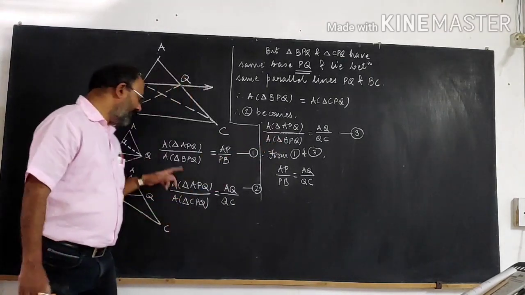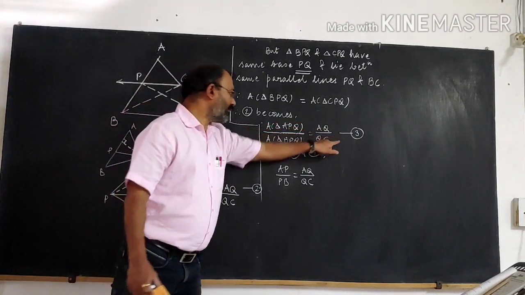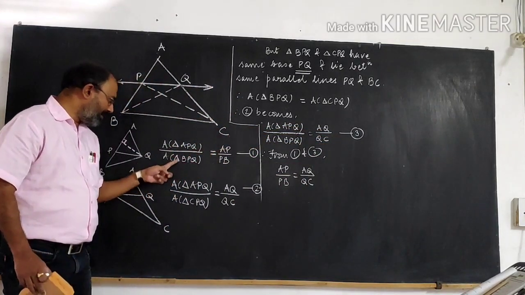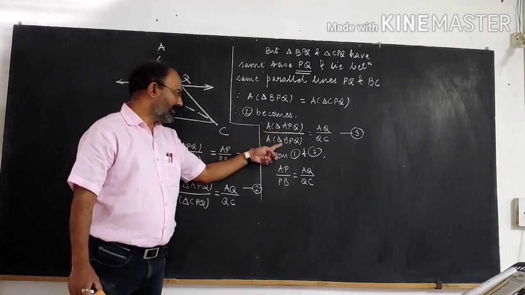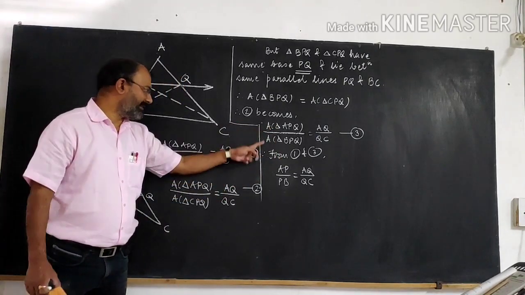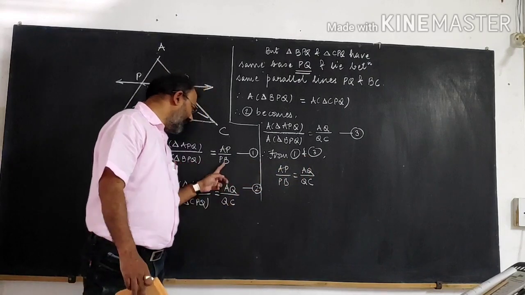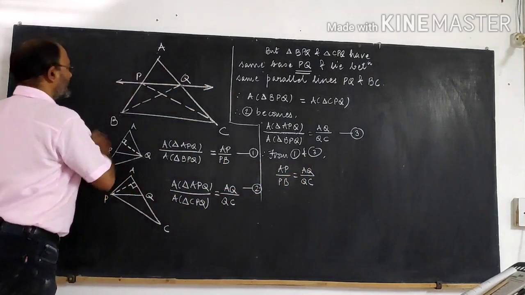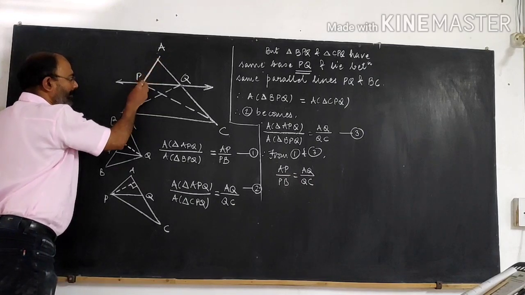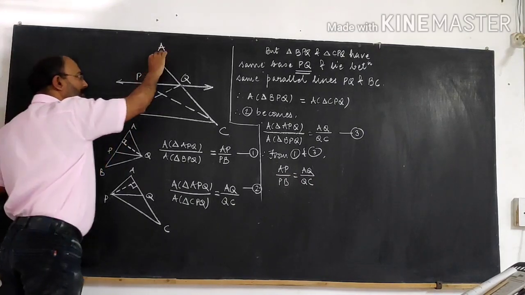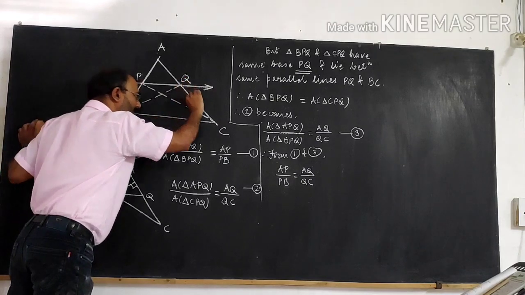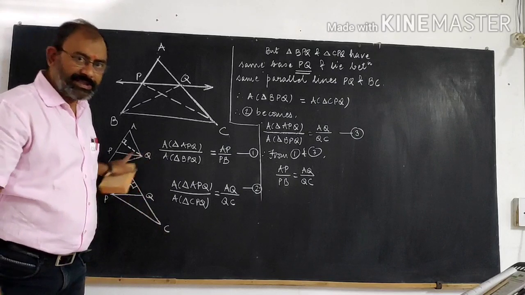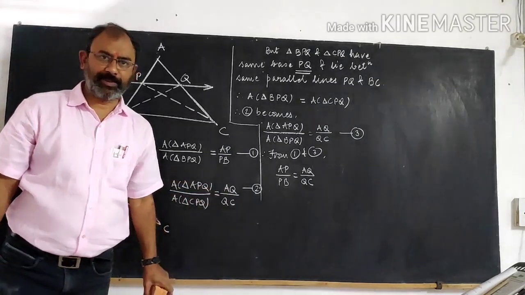Now in equation 1 and equation 3, we observe that the left hand sides are the same: area of triangle APQ upon area of triangle BPQ. So since the left hand sides are the same, from 1 and 3 we get that the right hand sides are the same. That is, AP upon PB is equal to AQ upon QC. This is called the basic proportionality theorem. This is the full proof of the basic proportionality theorem.